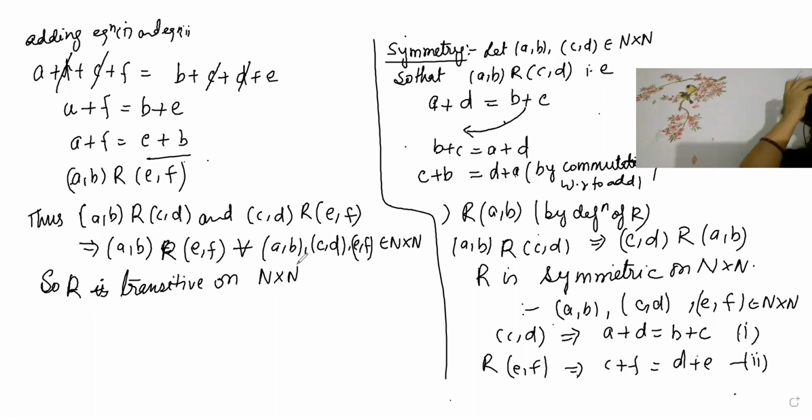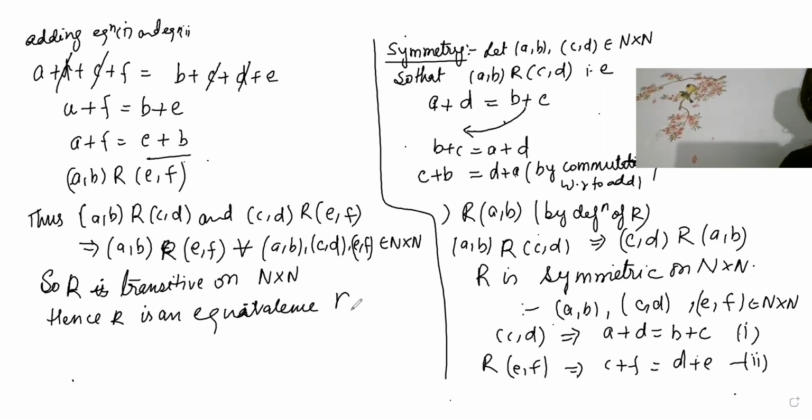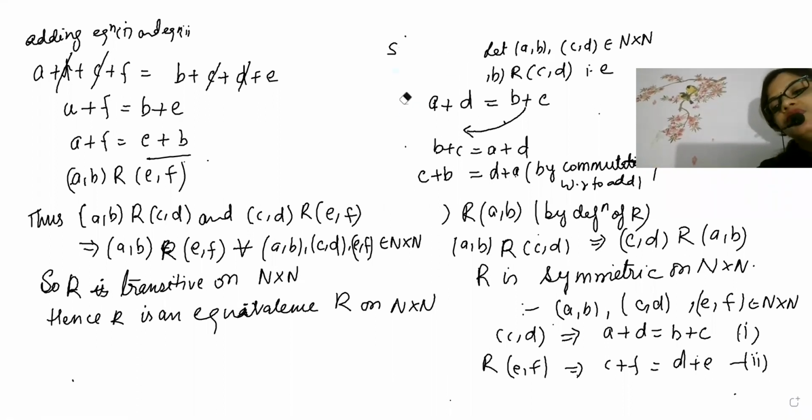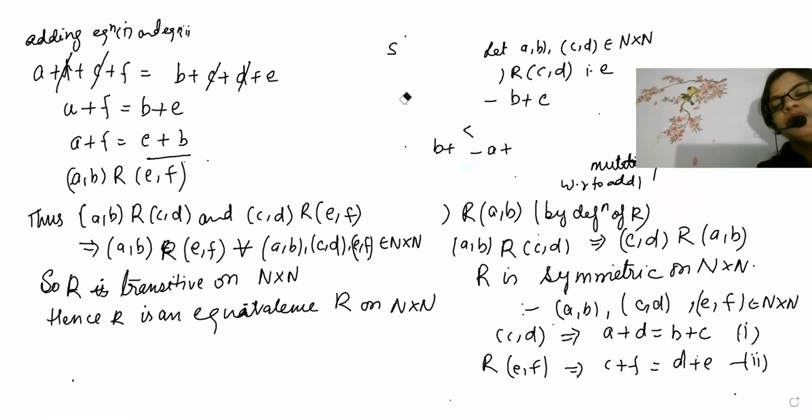So that means what? We can say definitely, hence R is an equivalence relation on N cross N. But beta, this is not the end of the question. As you know, one more part is exactly written there. That part also we have to reflect. We have to write that part also.